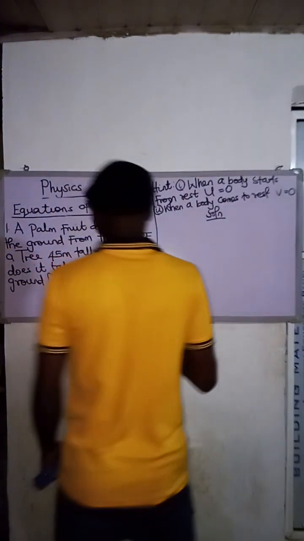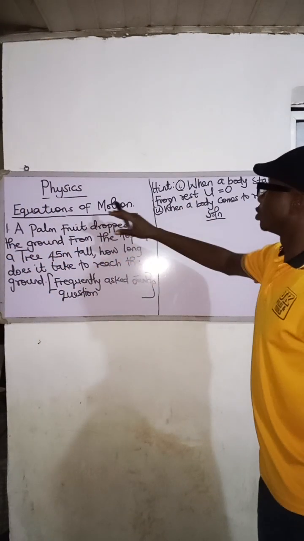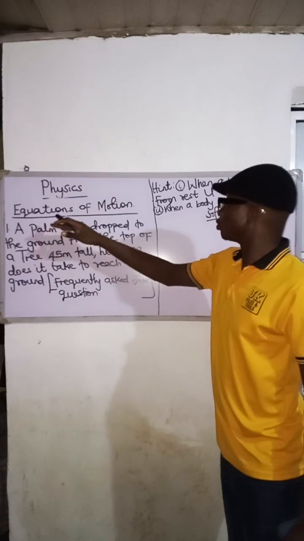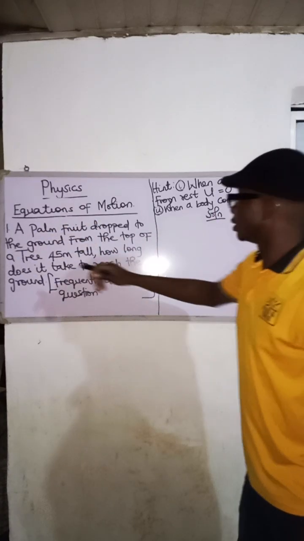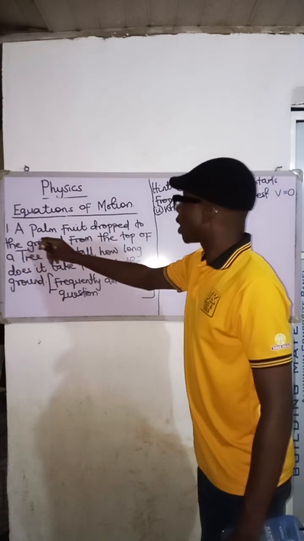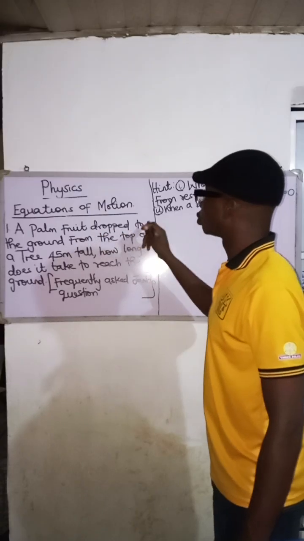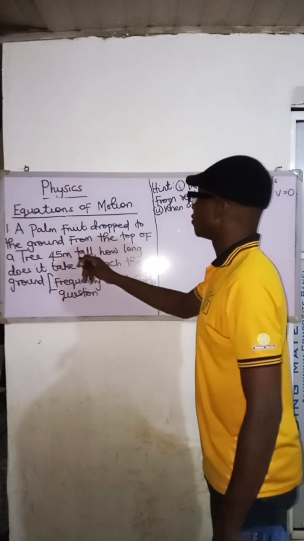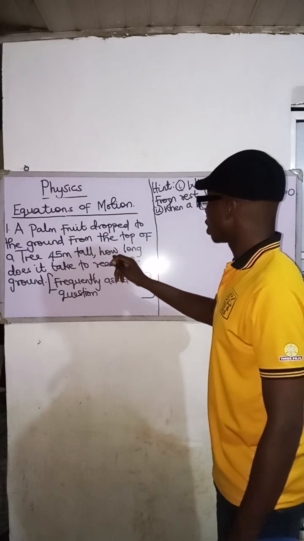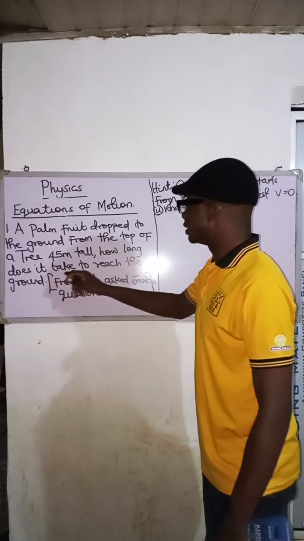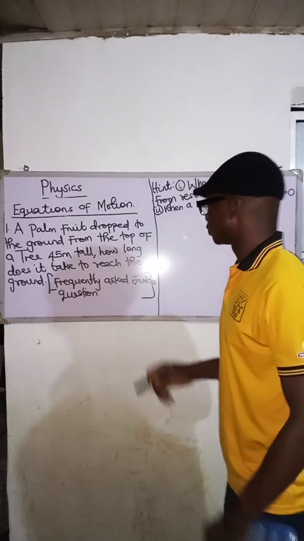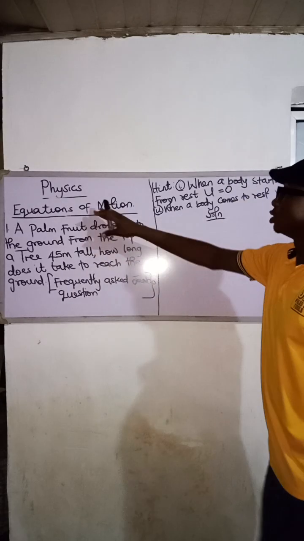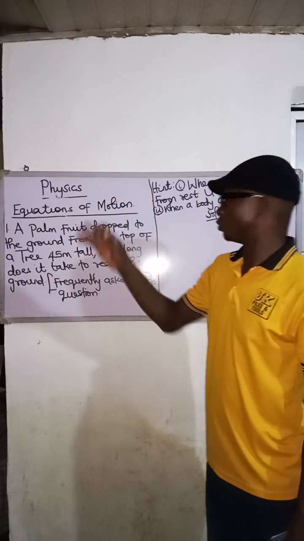Alright, let's solve this question on the board. The question is under the topic equations of motion. And the question says, a palm fruit dropped to the ground from the top of a tree 45 meters tall. How long does it take to reach the ground? This particular question falls under the topic equations of motion.